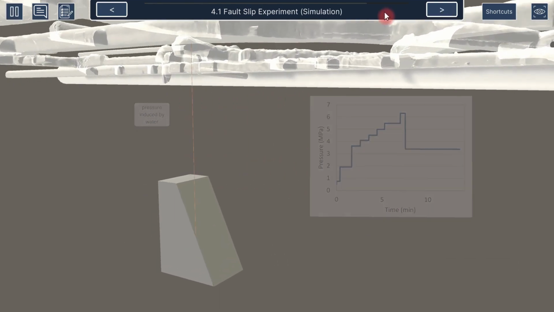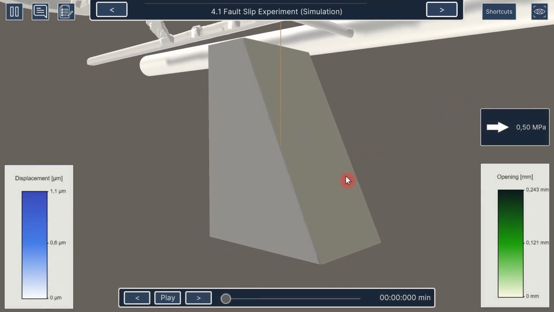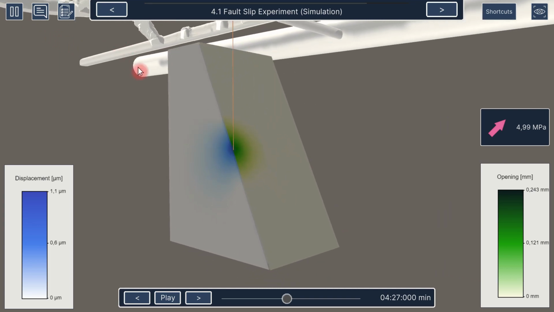Here we show simulation results for the fault slip experiment. On the one hand, we have clipped the simulation's domain to show the displacement, and on the other hand we projected the fault opening onto the surface that represents the fault. In addition to the simulation results, you can see the currently applied pressure on the right-hand side. Use the slider at the bottom to select a time step.